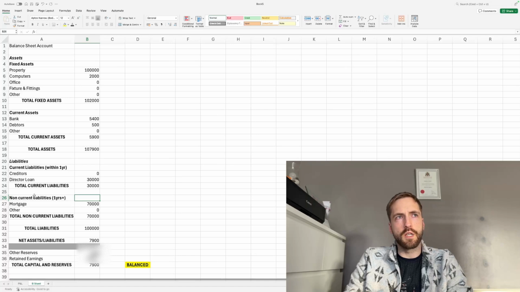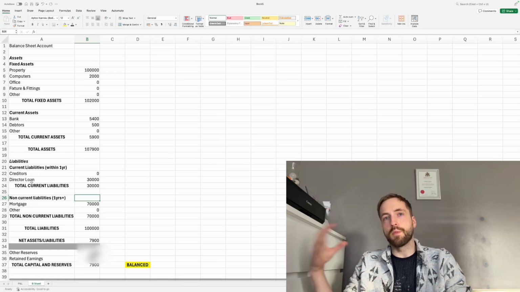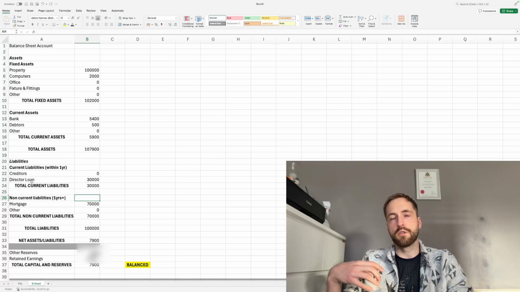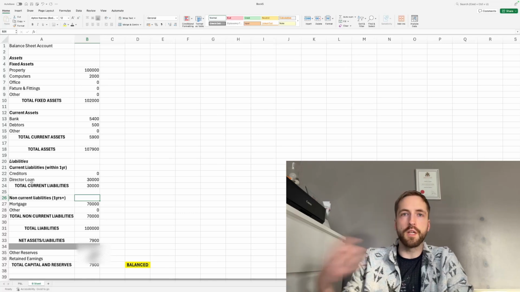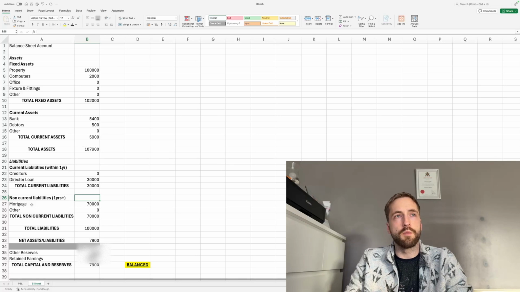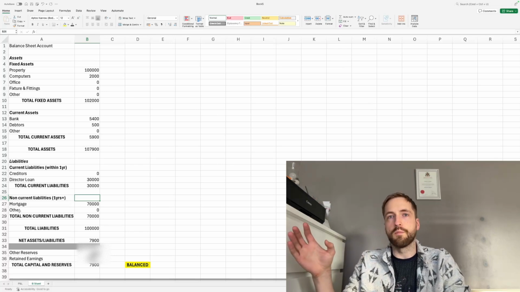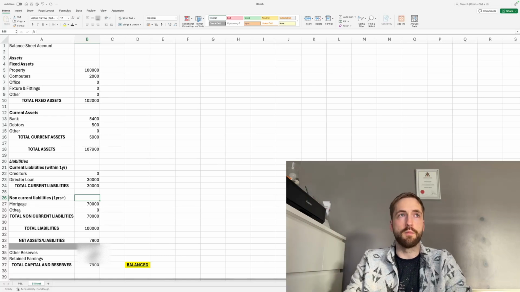Director loan actually shouldn't be here, it should be a non-current liability, but as a director you can give the company money, so you can give your own money to the company, and then when the company becomes more successful you can take that money back out because you've loaned the money to the company and then you want it back. So you can have a director loan. You can have a mortgage. Obviously, if you've got a property, you need to pay the mortgage. So interest-only mortgage, a repayment mortgage, whatever it might be, but it's a liability, something your company owes. And then there could be other liabilities. So whatever your company needs to pay somebody or some company in the future is a liability.